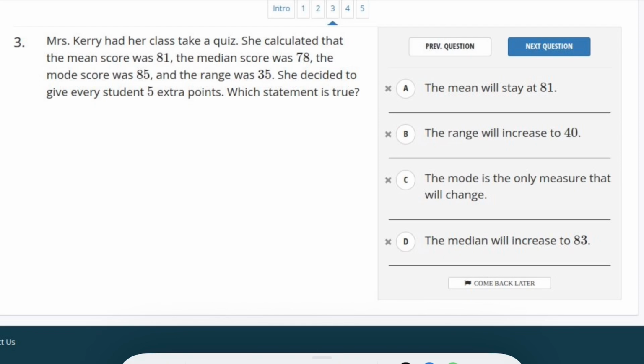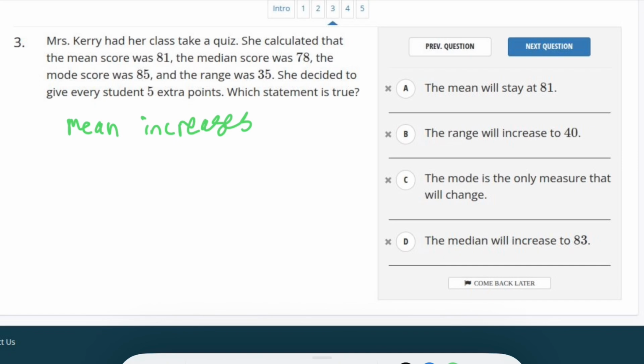So, the mean will definitely increase. Because if you increase the value of all the numbers, you're still dividing by the same amount of data that was collected, so your mean will increase no matter what. So let's write: mean increases.